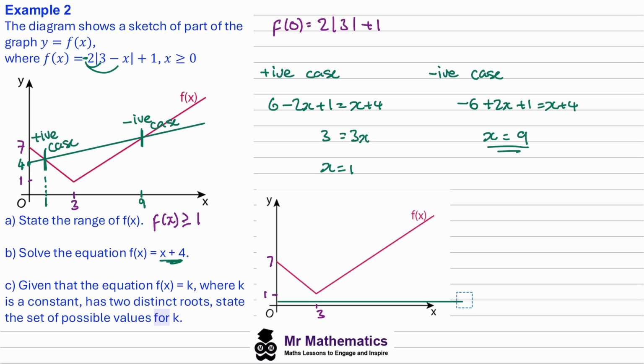But as we continue to increase k, when k equals 1, we're on the minimum of f of x and we have 1 root. And if we increase k further, now we have 2 roots. And we continue to have 2 roots up until k equals 7. If we go beyond that, we have 1 root again. So k must be less than or equal to the 7, but greater than the positive 1. Okay?